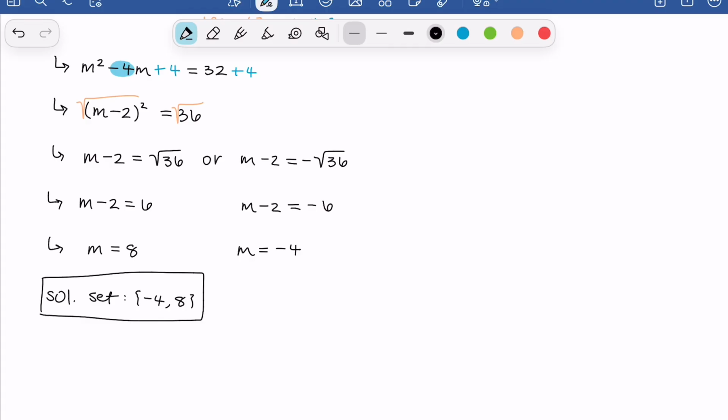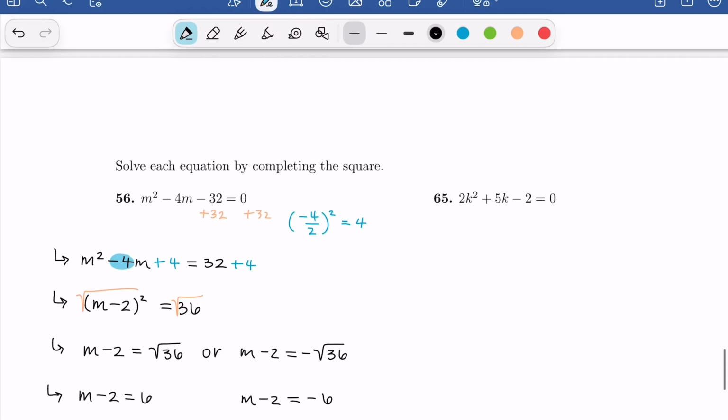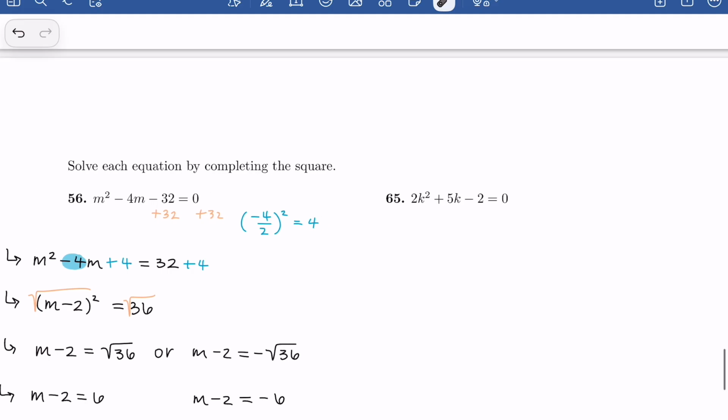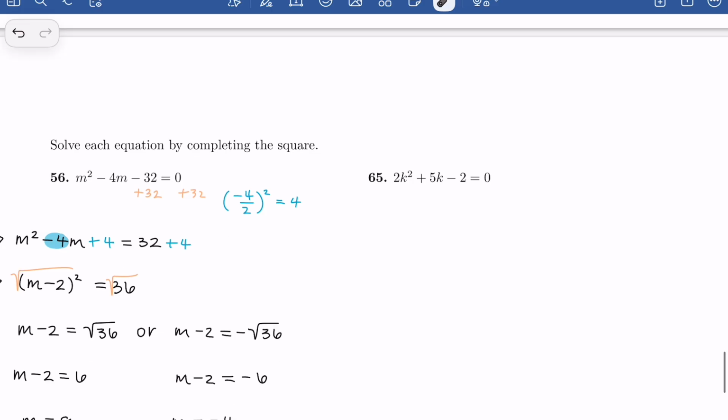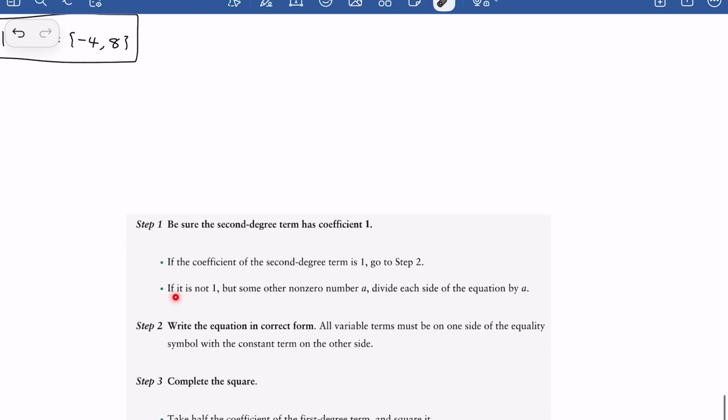All right, so that's an example of completing the square with a quadratic equation where the second degree coefficient is 1. Now looking at this next one here for question 65, as we can see, the coefficient of the second degree term is not 1. So this is going to introduce an extra step in the process of completing the square. So let's go to our procedure here. If that coefficient is not 1, but some other non-zero number a, we're going to divide each side of the equation by a. So let's go ahead and do that here.